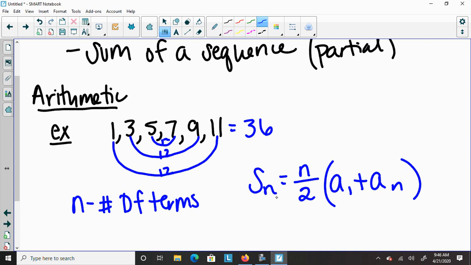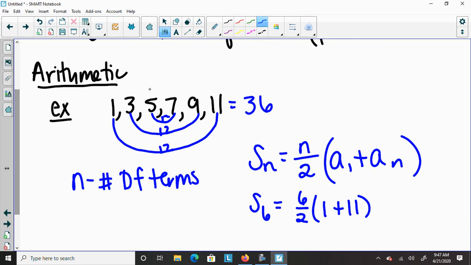The sum of the 6 terms is 6 divided by 2 times the first term plus the last term, which in this case is our 6th term. Okay, so just plugging those in. The sum of the first 6 terms is 6 over 2 times 1 plus 11, and that will give us our arithmetic series, our sum of those first 6 terms.